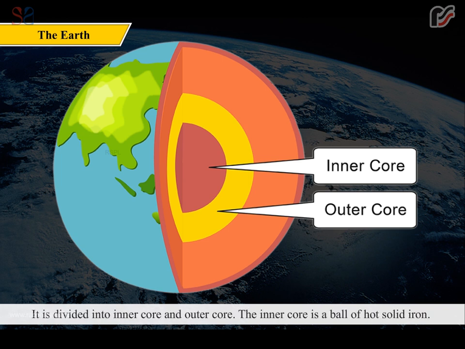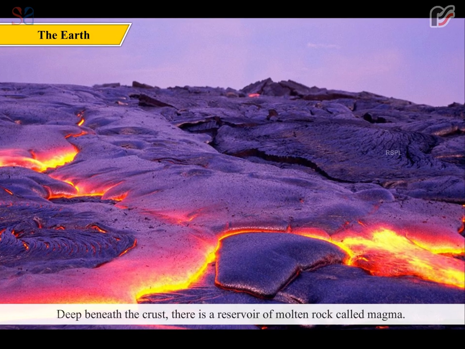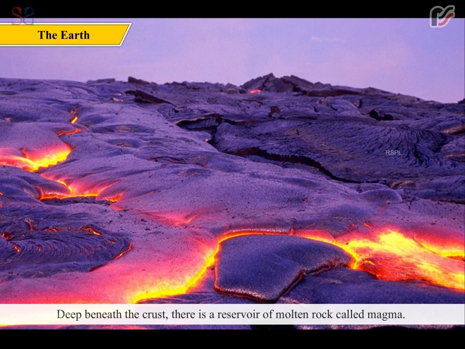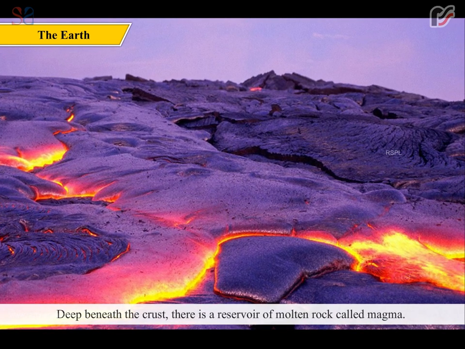It is divided into inner core and outer core. The inner core is a ball of hot solid iron. The outer core is of the thick molten iron. Deep beneath the crust, there is a reservoir of molten rock called magma.